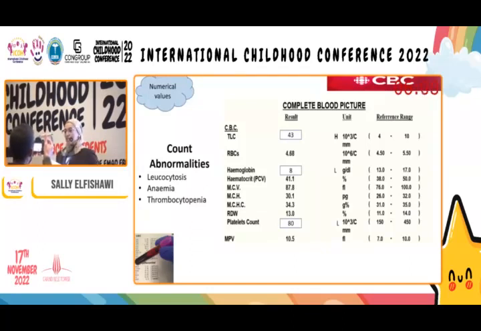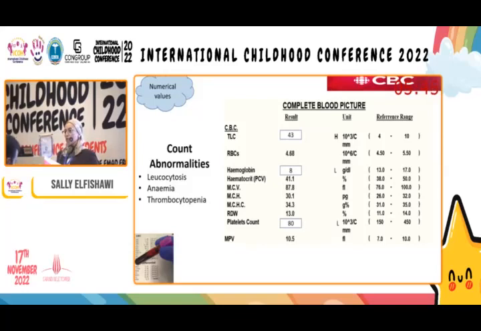As you can see, the patient has a high TLC. It's 43,000, and he is anemic, hemoglobin 8, and has thrombocytopenia. Now we have the 3 lineages affected. We have an increase in count in the white blood cells, the anemia, and the thrombocytopenia.